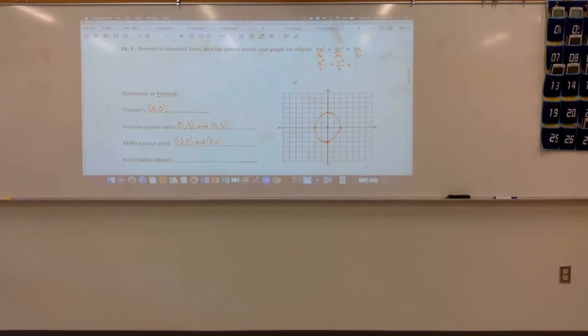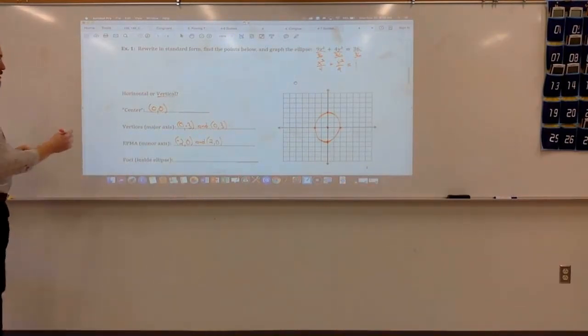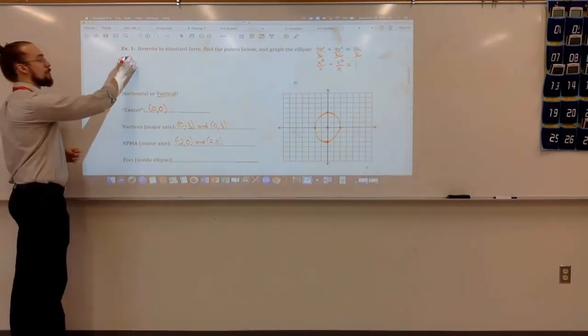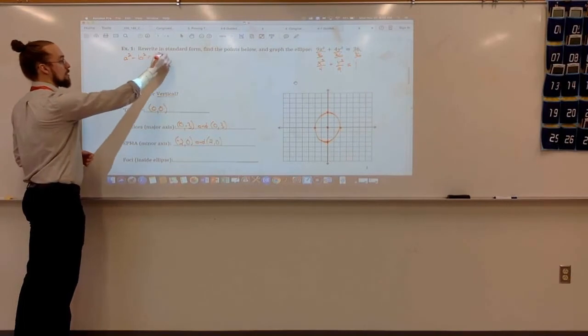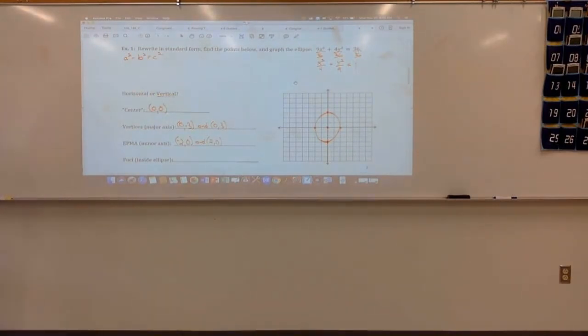So then the last part we haven't talked about yet, how to find where the 2 foci are. The foci, we're going to use, I'll write it up here. We're going to use this equation. Okay? A squared minus b squared equals c squared.